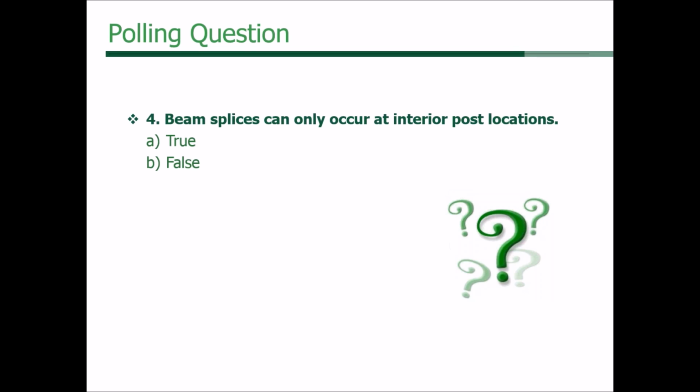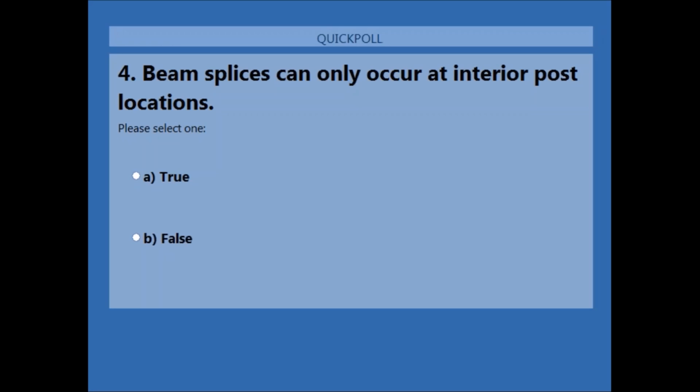So this is the next polling question. Yes, indeed. Beam splices can only occur at interior post locations. True or false? And this is obviously in the context of just DCA6.